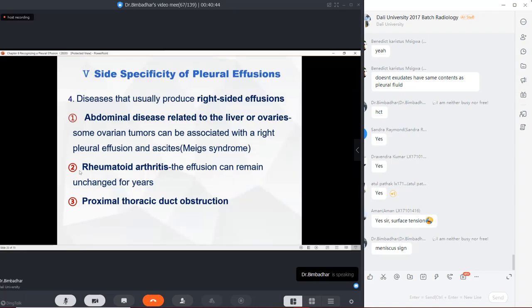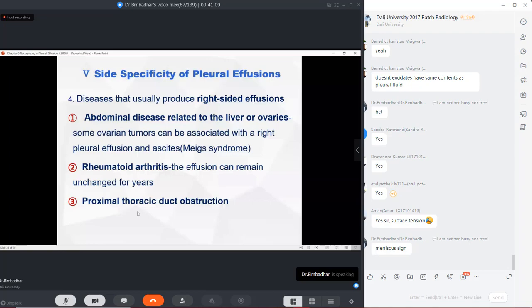Then we also have rheumatoid arthritis. Rheumatoid arthritis is an inflammatory condition of the rheumatic tissues, or of the joints. Joint inflammation is called arthritis. It can also give an effusion which remains unchanged for years. Then we have proximal thoracic duct obstruction.